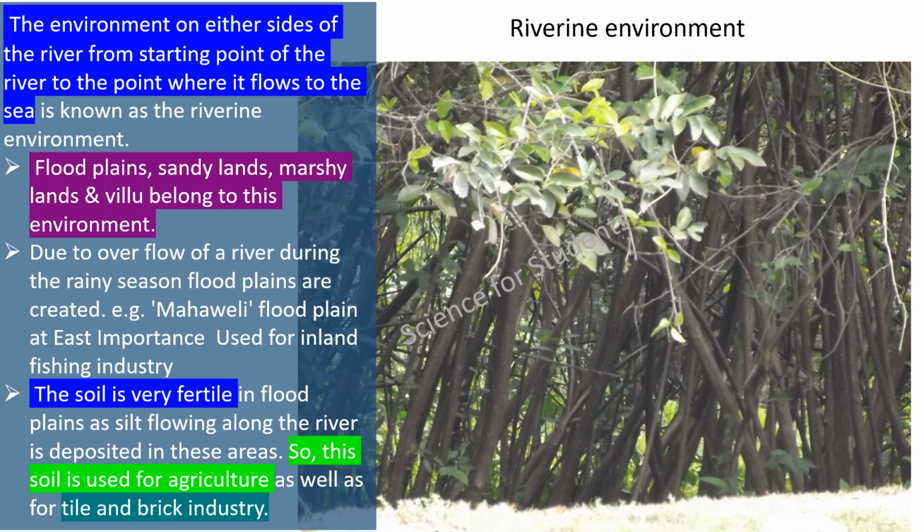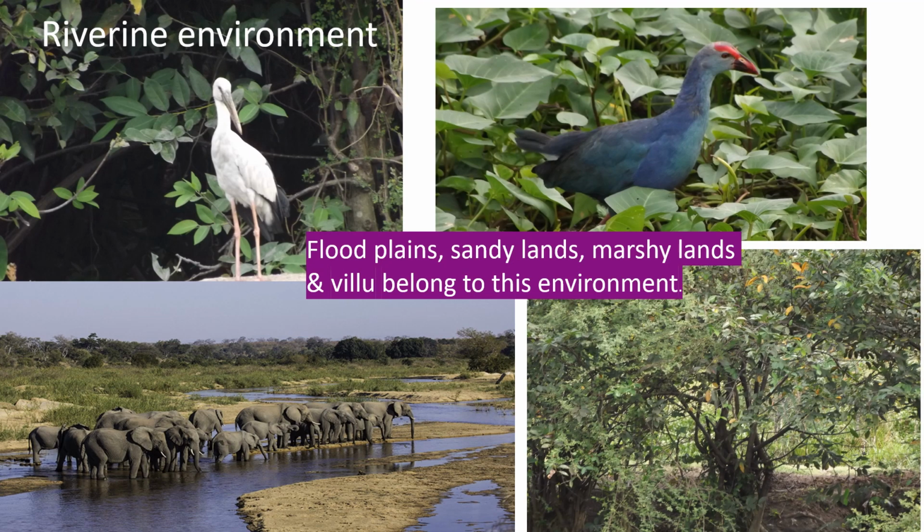The soil is very fertile in floodplains, as silt flowing along the river is deposited in these areas. So this soil is used for agriculture as well as for the tile and brick industry. Here you can see some examples for riverine environments. Some floodplains, sandy lands, marshy lands, willow.